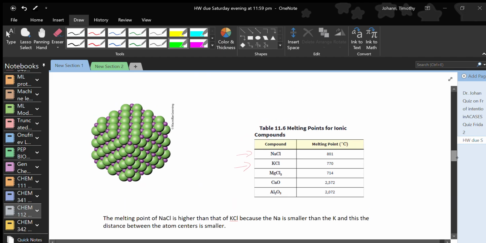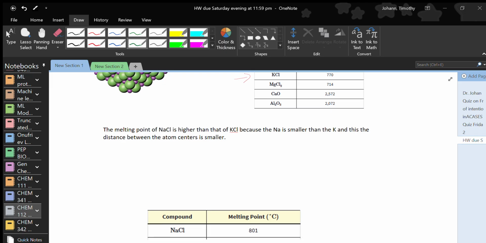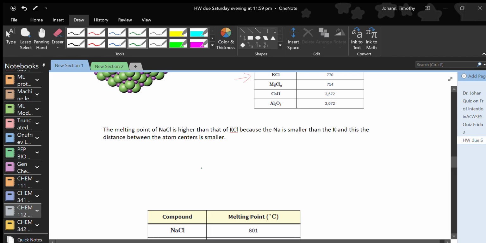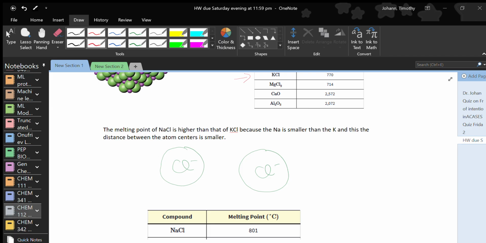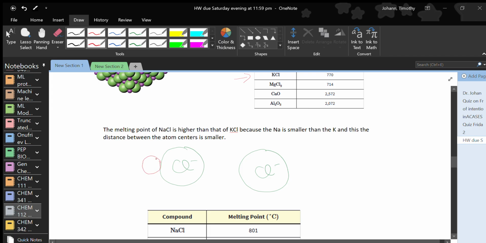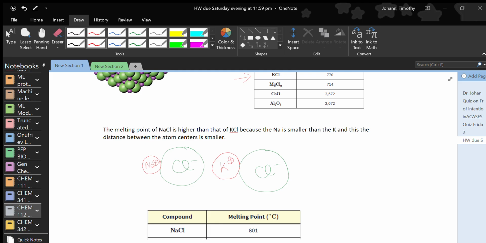So if I was to draw these, it would look like this. I would have two chlorides, let's say. There's a chloride, they're the same size, pretend they're the same size, okay? And then my sodium would look, if I exaggerate it, my sodium would look like this, and my potassium would look like this. Well, actually, maybe that's not even very exaggerated, okay? And so the center to center distance here is bigger than here, so the force of attraction is lower. Does that make sense?